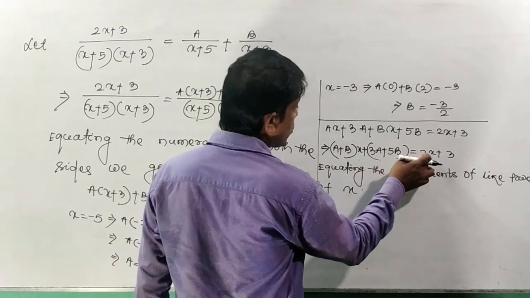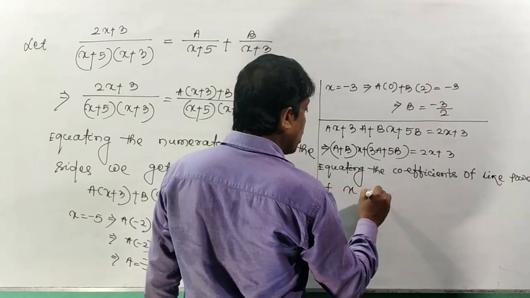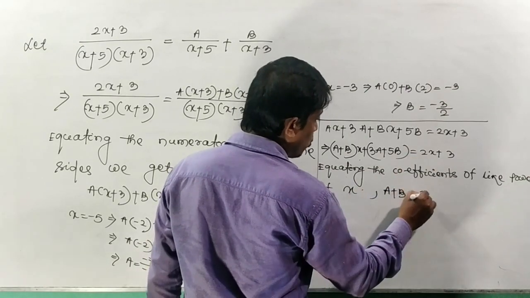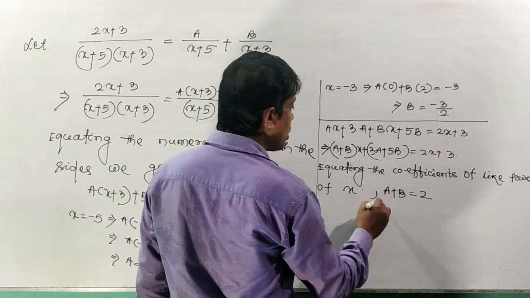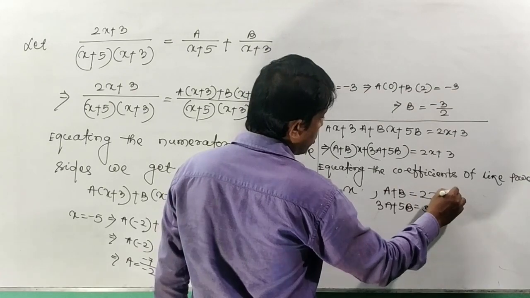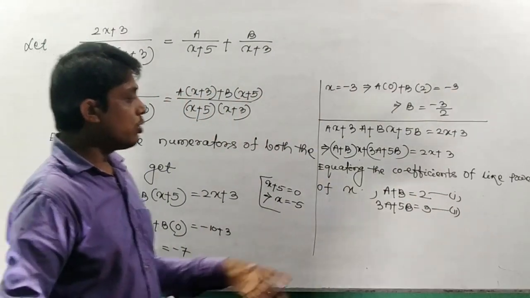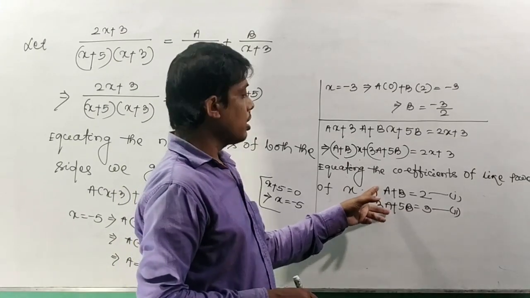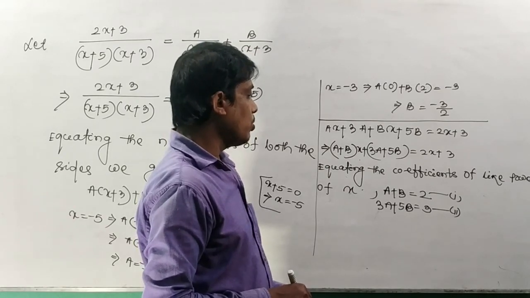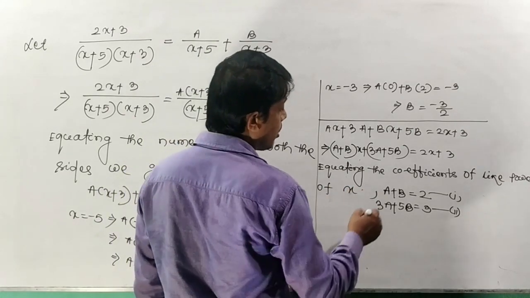Here the like powers of x are the coefficient of x and the constant. If we equate these, then we get a plus b is equal to 2, the coefficient of x, and for the constant, 3a plus 5b is equal to 3. This is equation 1, this is equation 2. Solving these two equations, which you have studied in 10th, linear equations in two variables, we find the values of a and b.